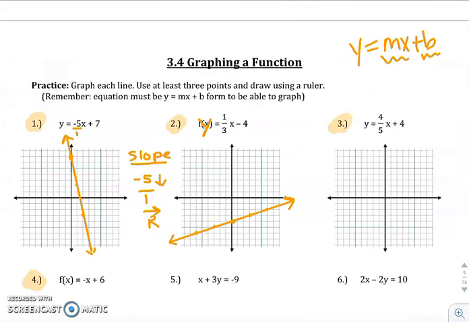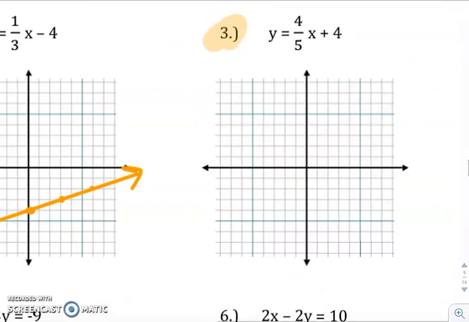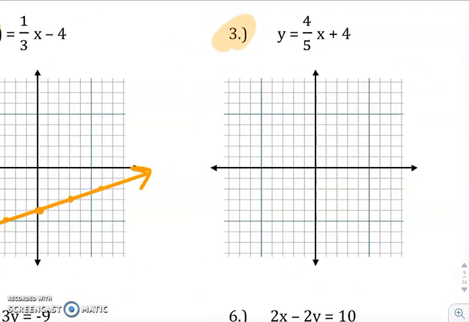So how about number 3? Y equals 4/5 x plus 4. So we're going to plot that y-intercept at positive 4. And then from there, go up 1, 2, 3, 4, right 1, 2, 3, 4, 5. So up 4, right 5. So if you wanted some more points, we could, again, from the y-intercept, go the opposite way. Instead of up and right, you go down and left, because it's still going to make that positive slope for you guys.